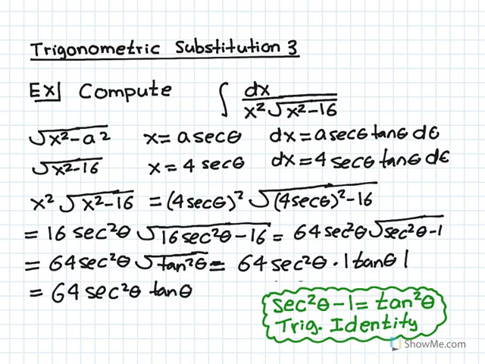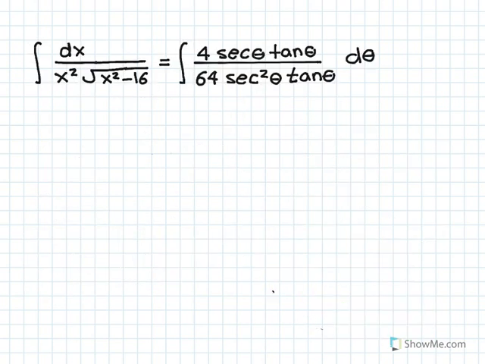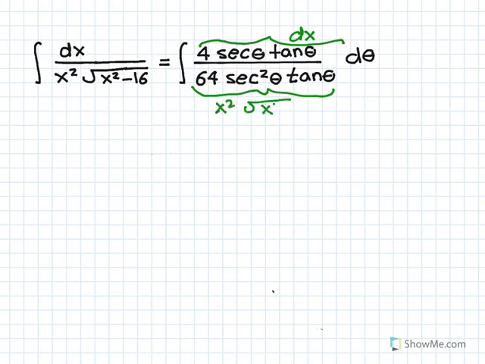All right, let's put it all together. The integral of 1 over x squared times root of x squared minus 16 is equal to 4 sec theta tan theta d theta, and this part is actually just dx. And the denominator of the integrand, this part, is x squared root of x squared minus 16. Let's simplify this. 4 cancels with 64, giving you 16. Sec theta cancels with sec squared theta, giving us sec theta in the denominator. And tan theta in the denominator cancels with tan theta in the numerator.